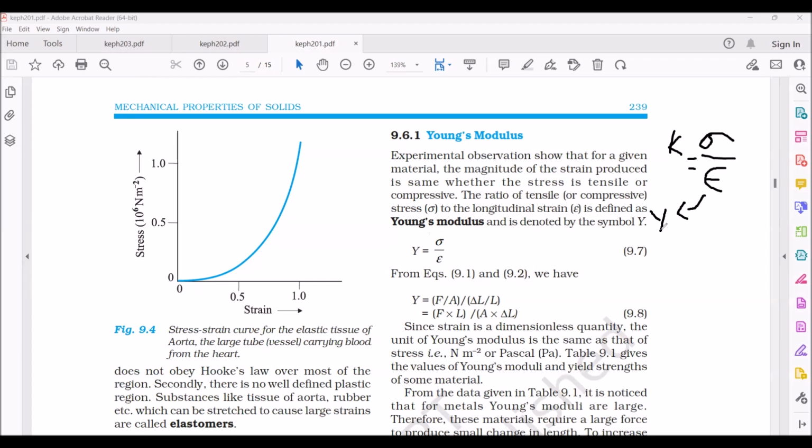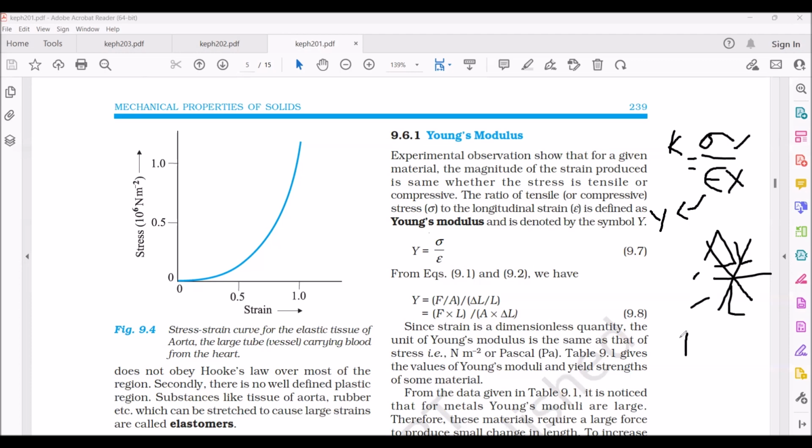There is no unit for strain. Why is there no unit for strain? Because it gives the information delta L by L. Delta L means length. So numerator length, denominator length. So there are no units in the strain, epsilon. But there are units for sigma, which is stress.